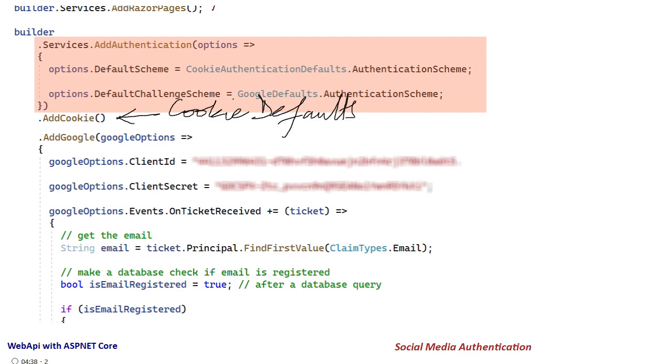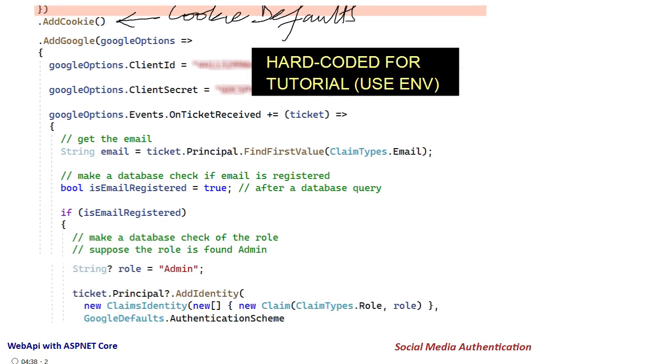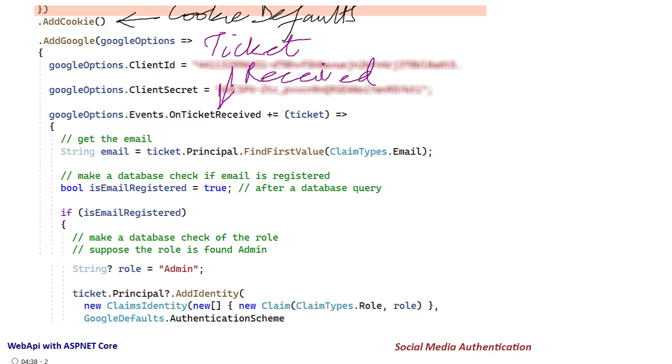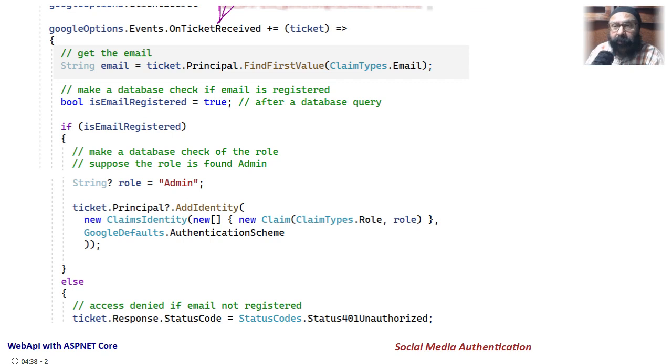The most important settings are done through the Add Google extension. The values for client ID and client secret must match the ones shown on your Google console page. Lastly, we have subscribed to the ticket received event. This callback executes after a user has successfully authenticated from the login page of Google. We can extract the email at this point. Alternatively, we could have obtained name identifier, a unique ID maintained by social media platforms.